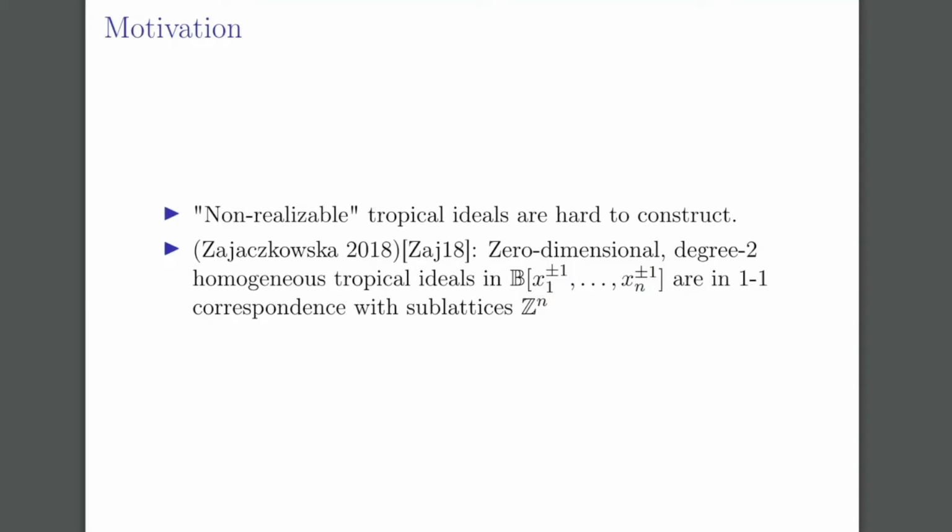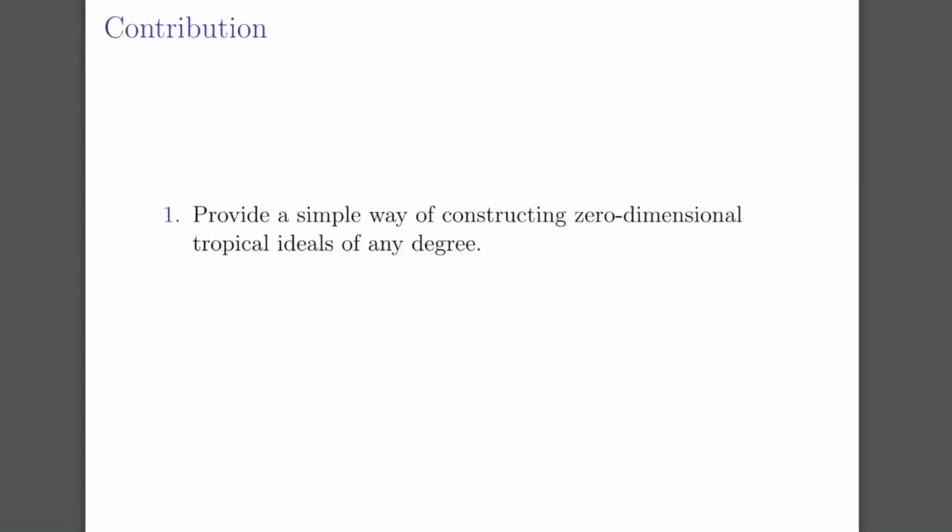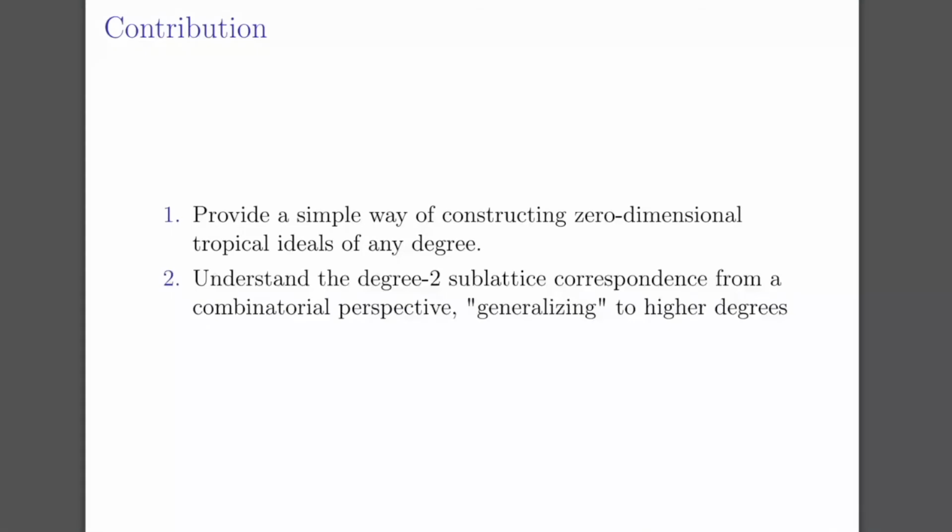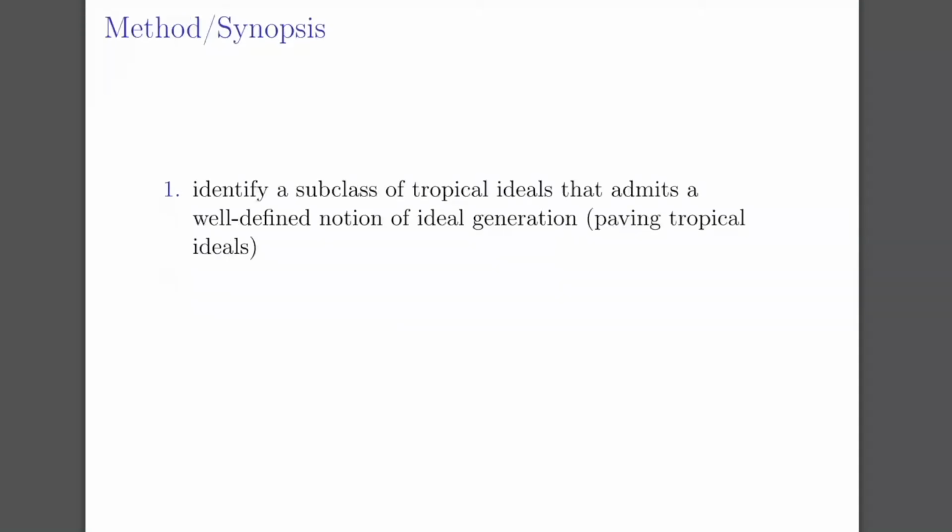So what do we do in this paper? We provide a very simple way of constructing zero-dimensional tropical ideals in any degree. This is going to be very useful because, before, constructing an example of a non-realizable tropical ideal was very hard, and now we have a way of sort of trivially constructing them, at least in dimension 0. The other thing we do is understand how the degree 2 sublattice correspondence established by Zajaczkowska generalizes combinatorially into higher degrees. Those are the two things I'm going to outline.